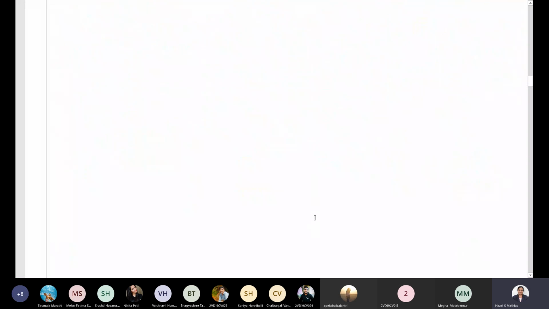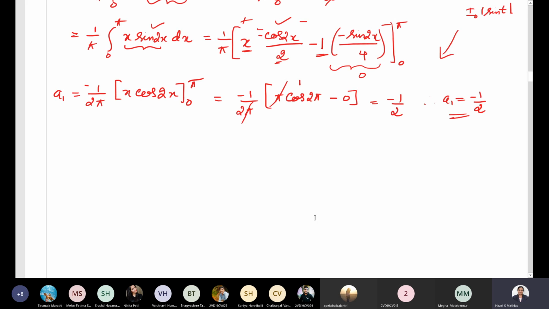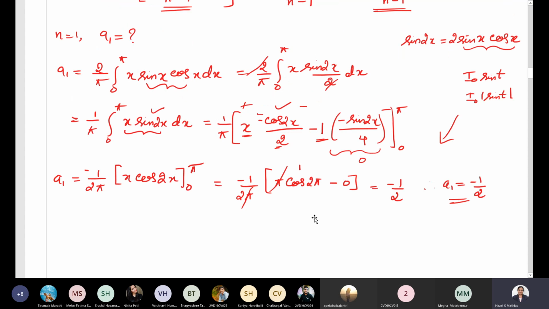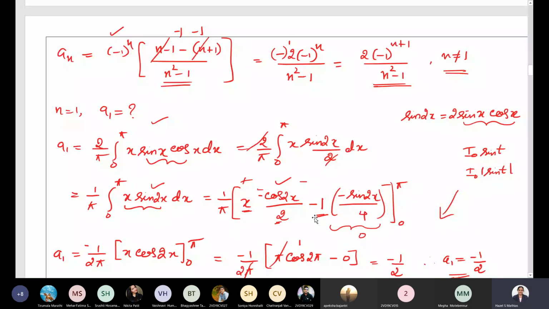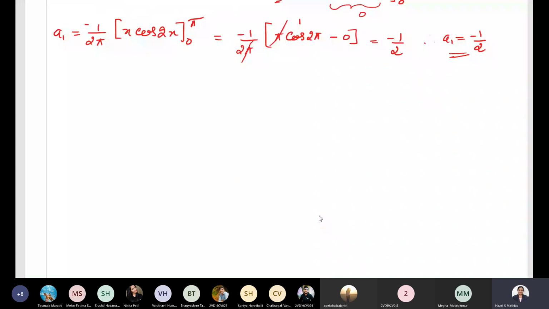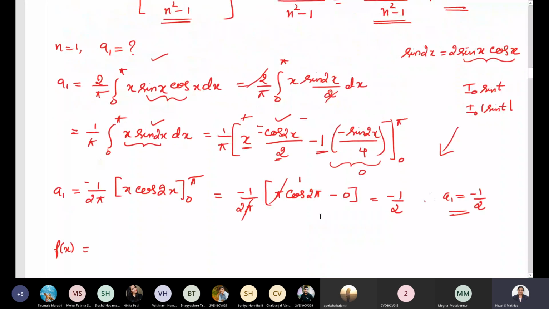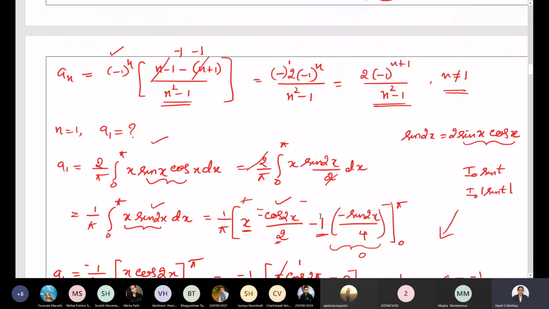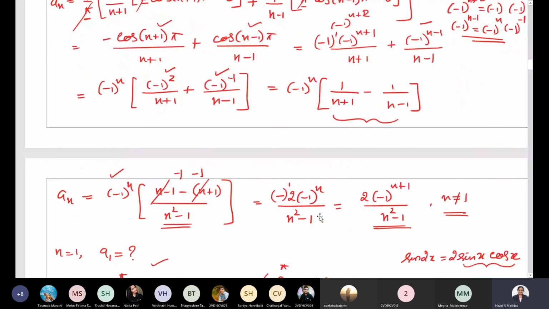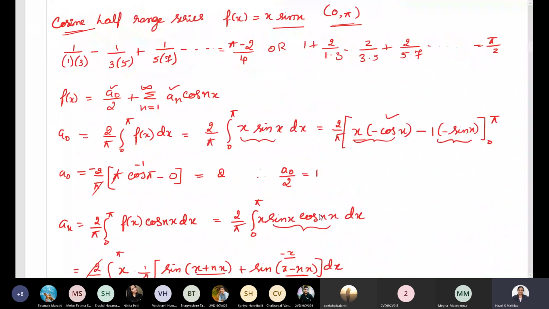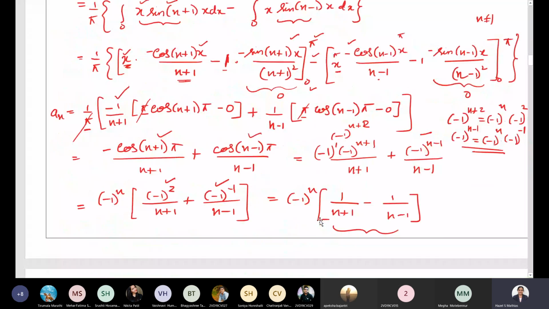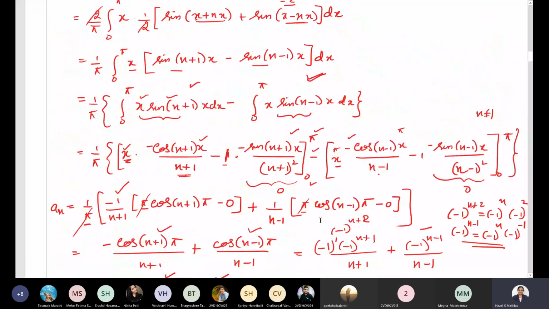Now, next, what we have found out now are a naught, a_n and a1, because a_n is for n not equal to 1, that's why we have found out the value of a1. Let's substitute in the given Fourier series. What's the Fourier series expansion? f of x is equal to a naught by 2 plus summation n equal to 1 to infinity a_n cos nx. So what is a naught by 2? A naught by 2 is 1.